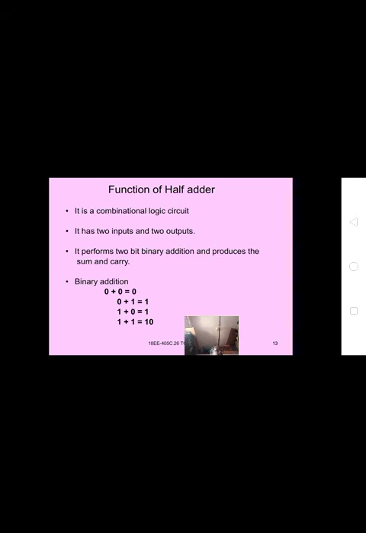Okay. Now function of half adder. It has two inputs and two outputs. It is a combinational logic circuit. It performs 2-bit binary addition and produces the two outputs, sum and carry. Binary addition means we are adding 2 bits. It may be equal, it may be different, or vice versa. 0 plus 0, 0. 0 plus 1, 1. 1 plus 0, 1. 1 plus 1, 1 0. 1 plus 1 plus 1, 1 1.